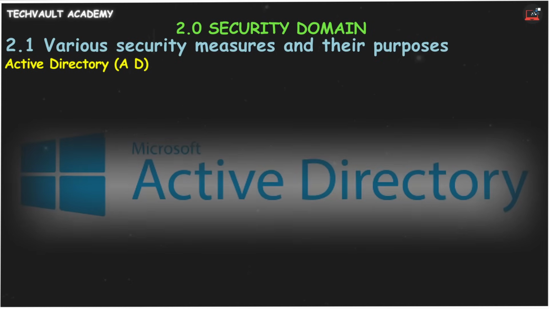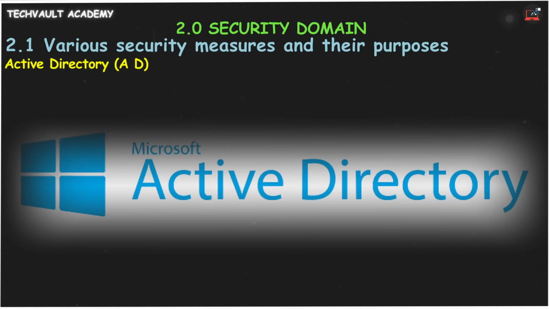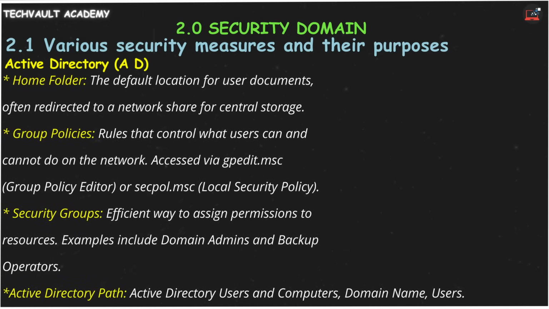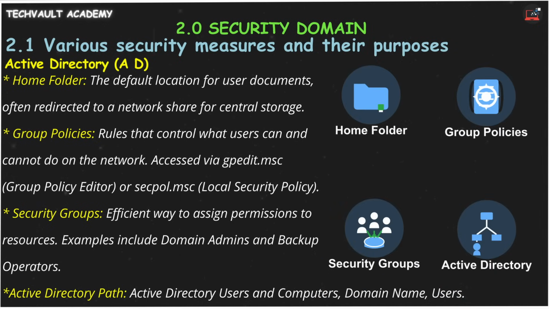Active Directory, AD, is the heart of Windows domain networks. It's a centralized system for managing user accounts, computer accounts, and security policies. Domain Controller, a Windows server running AD. User accounts are stored in organizational units, OUs, which can have specific group policies applied. User profiles can be local, stored on the computer, or roaming, stored on a server, allowing users to access their settings from any computer on the domain. Logon scripts automate tasks when users log on, like mapping network drives. Home folder, the default location for user documents, often redirected to a network share for central storage.